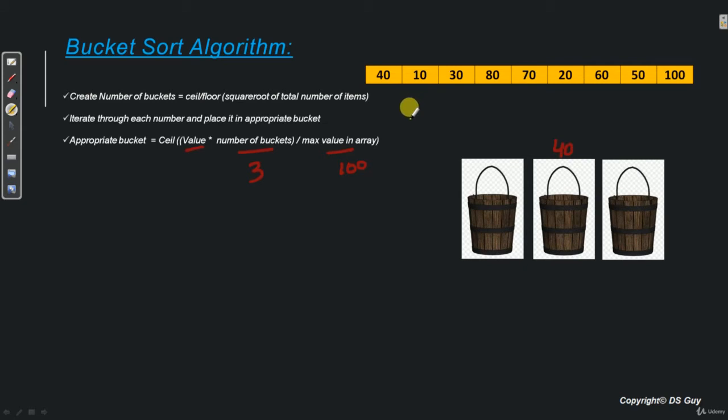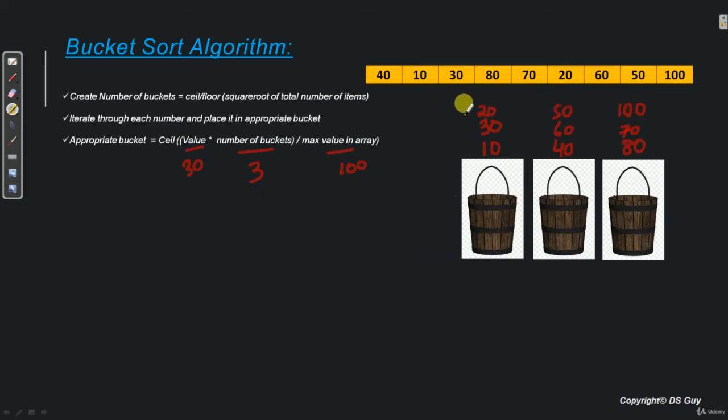Similarly, we'll go to the next number, that is 10, and try to find which bucket we need to put this 10 in. So the value is 10. It becomes 10 into 3 divided by 100. That is 0.3. If we take the ceil value of this, it becomes 1. So we go to the first bucket and we'll put 10 over here. Similarly, we'll go to 30. So the value right now is 30. 30 into 3 by 100, that is 90 by 100, which is equal to 0.9. Again the ceil value for this is 1. So we go to the first bucket and insert 30 over here. Similarly for the rest of the elements.